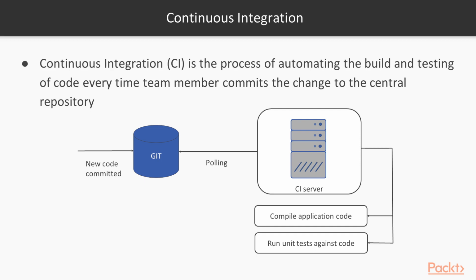So in this diagram, what we have is compile application code and run unit tests against the code. Now, if these two things go successfully, we can even ask the CI server to send us an email saying that the newly committed code has not only compiled successfully, but it also has successfully gone through the unit tests. So this is what continuous integration is all about.